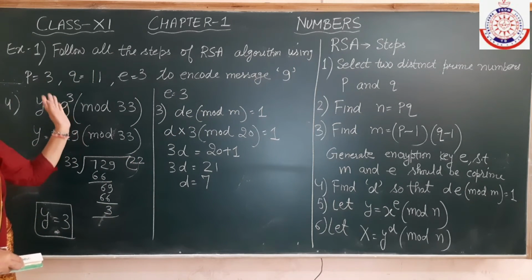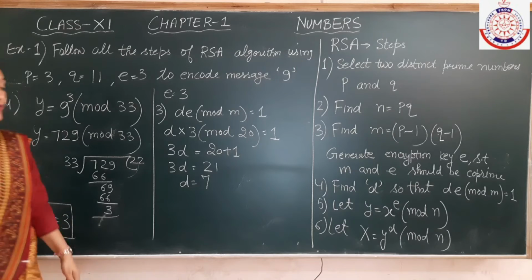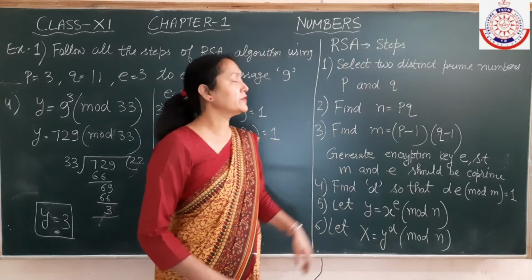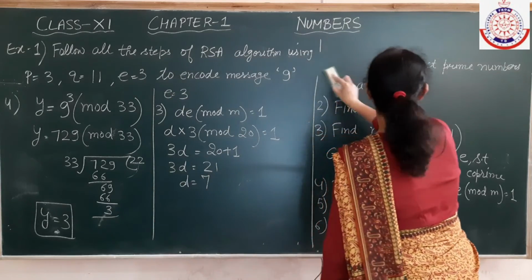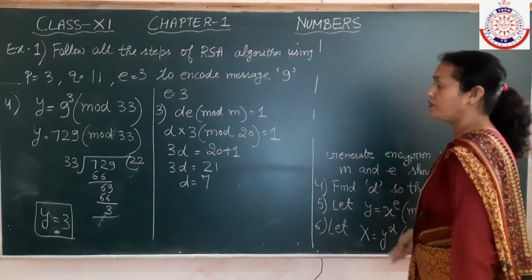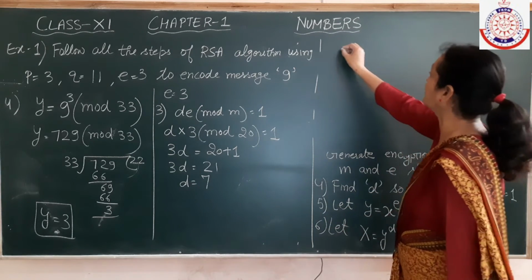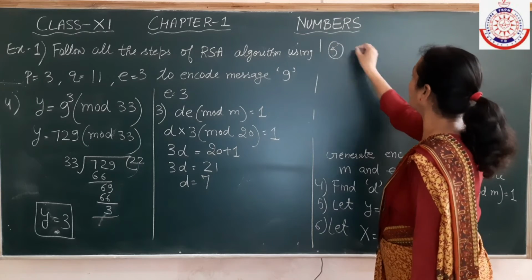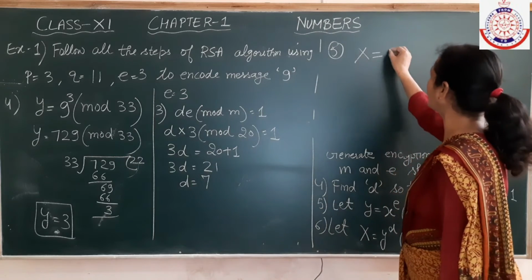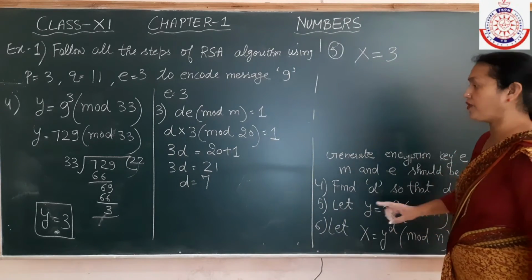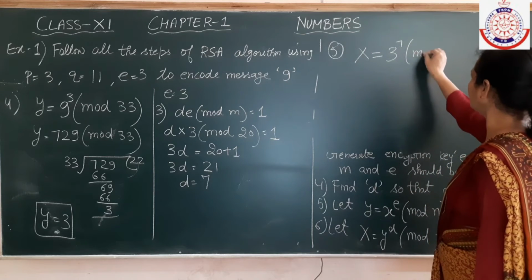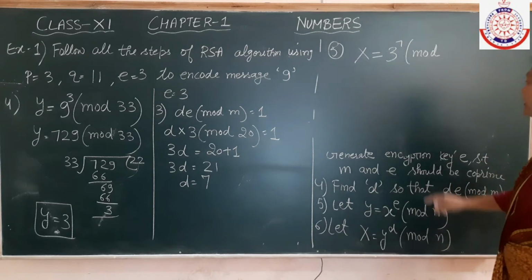Now if we have to get back the original data again, we'll be saying X equals Y power D with mod of N. So let X equal Y. What is Y? Y is 3. D. What is D? D is 7, mod N. N was 33.